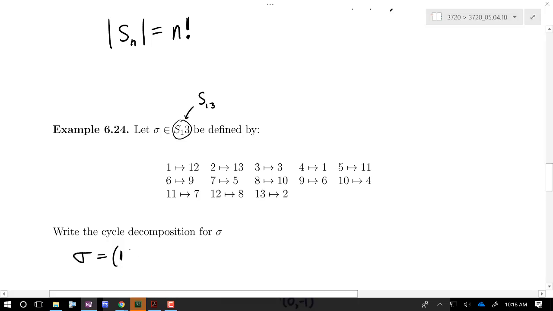Where does it send 1? To 12. Yeah. 1 gets sent to 12. And now, since I'm at 12, I pick up at 12 and I say, look, it sends 12 to 8. So that's my next one. We're kind of connecting the dots, or like leapfrogging here. So where does it send 8?